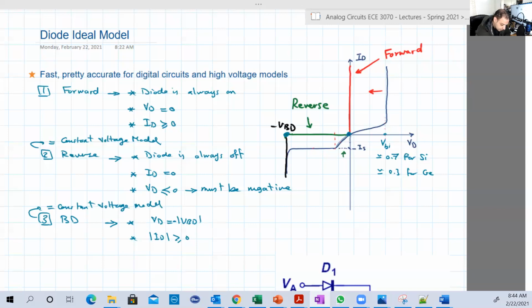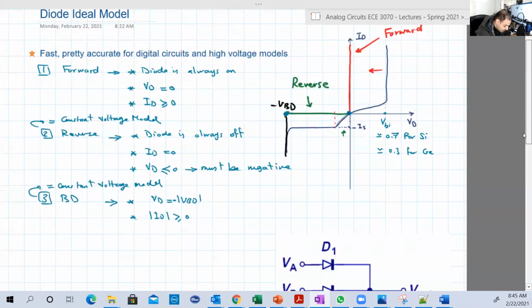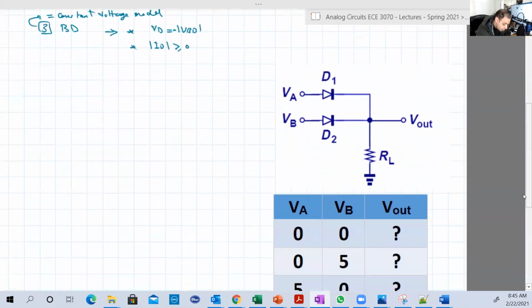Okay, good. Let's see now an example which we talked about before, but we solved it using the constant voltage model with 0.7. Let's solve it now with the ideal model. This was an OR circuit. You remember, guys, the OR logic, okay? So let's see if we solve this using the ideal model. Does that change the conclusion that this circuit is an OR circuit?